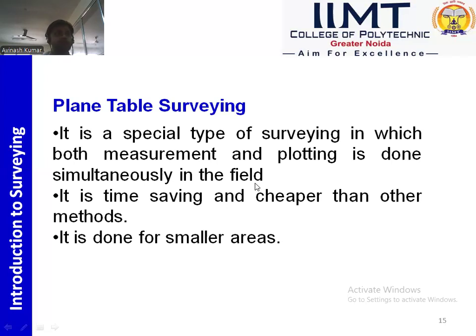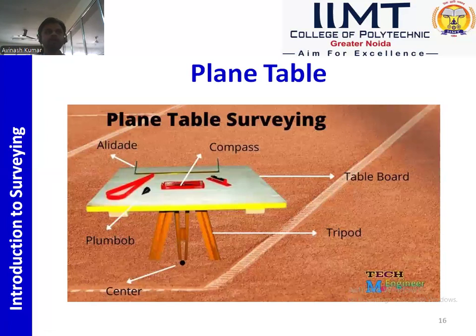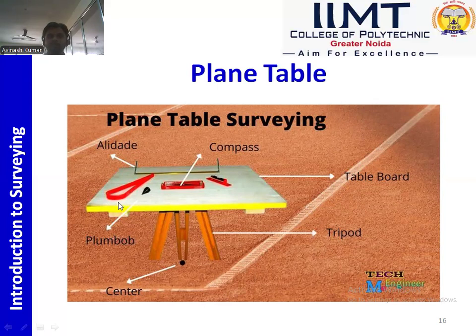When two works are done at the same time, our time is saved, hence money is saved. But this has one limitation. This can be done for smaller areas only. So when we have smaller areas to survey, only then can we adopt plane table survey. You can see the instrument used for plane table survey. This is the plane table, and there are different supporting instruments, that is, a compass, spirit level, and some other instruments.